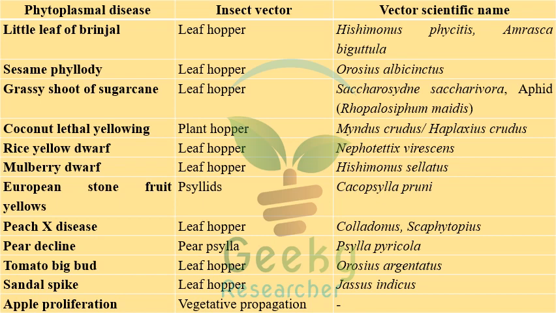So far various kinds of plant diseases have been discovered. The first reported phytoplasmal disease is mulberry dwarf, which is transmitted by a leafhopper, whose scientific name is Hishimonus sellatus, or Hishimonus phycitis also. Now let's have a general look at phytoplasma.